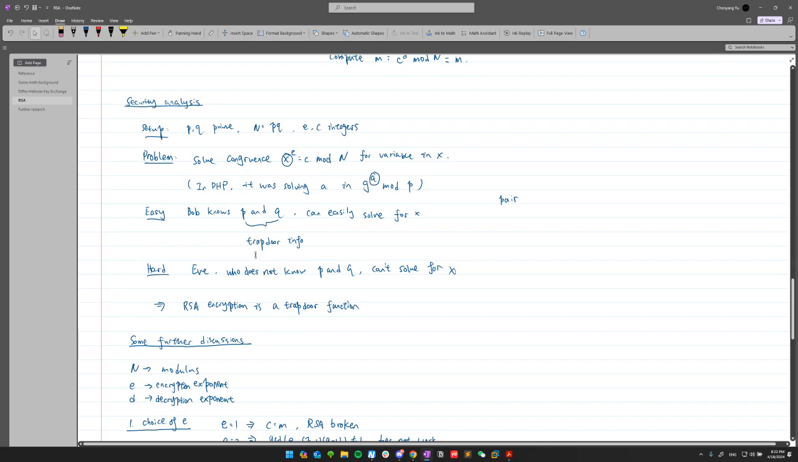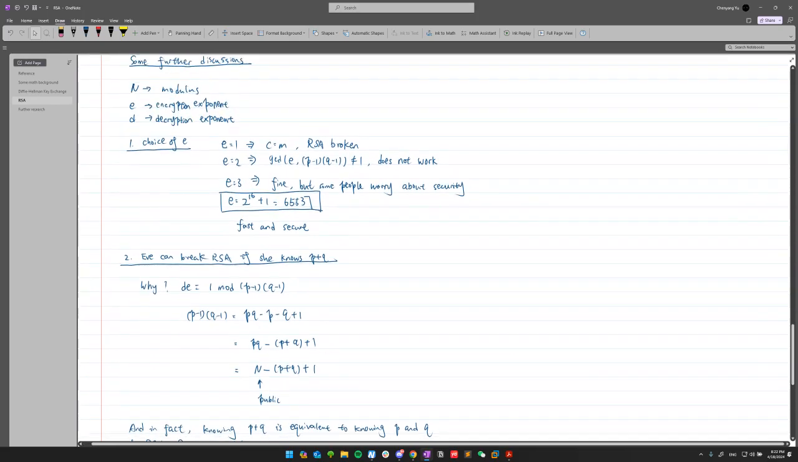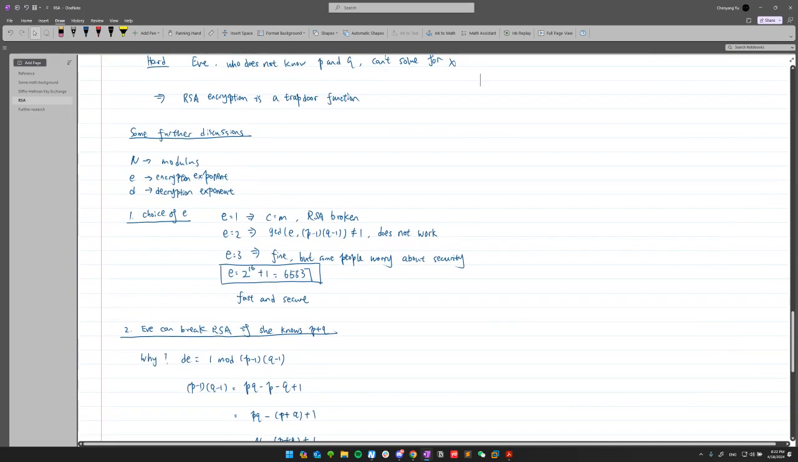Without this trapdoor, any other person, for example an attacker called Eve, does not know P and Q, so she cannot solve for X. This is the trapdoor function difficulty, the assumption made by the RSA crypto system. So if you can break that assumption, the RSA system is broken. Okay. And a little bit more discussion on RSA.